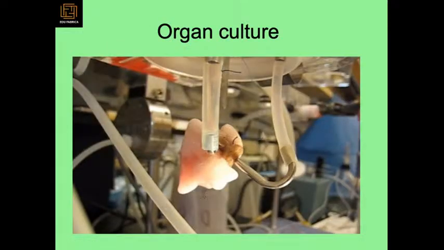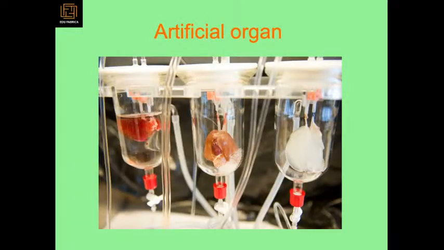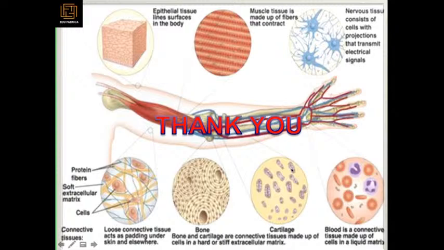And then after cell culture, there is also organ culture, where you grow your organs artificially and provide them all the nutrients that are required in the physiological body. So these are the artificial organs you can see here. First, second, third, three different organs being grown in these cylindrical tubes. So this is all possible.